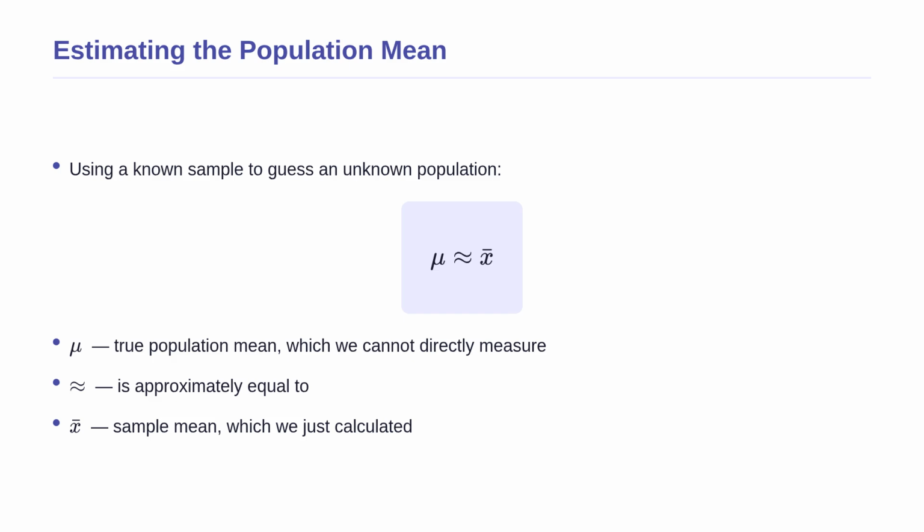In this expression, the symbol mu represents the true population mean, which is the actual average lifespan of all 10,000 bulbs that we cannot directly measure. The wavy equal sign means is approximately equal to, and x bar is the sample mean that we just calculated. This formula shows the core logic of inferential statistics. We use the known sample average to estimate the unknown population average.